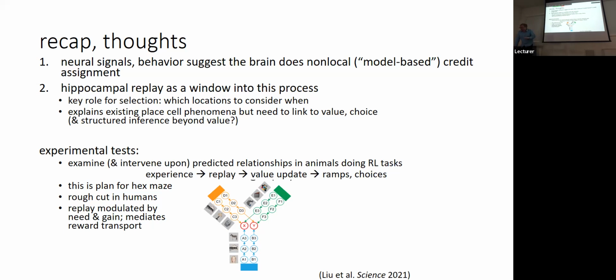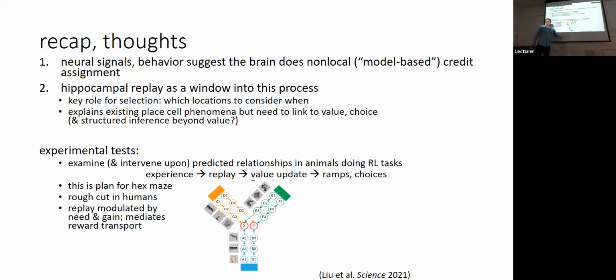And the way that's going to work then, I think, is that the story I've just told you connects the animal's experiences, drives sort of need and gain, controls what gets replayed, updates value at different places in the maze. That drives things like dopamine ramps and also choices. So this is sort of a claim of a causal chain that you could actually record in or intervene in, at different points. And I think this theory is very testable. So that's what we're going to do in the X maze.